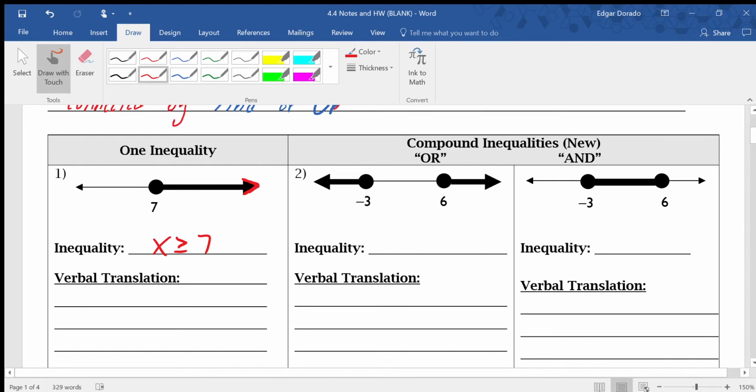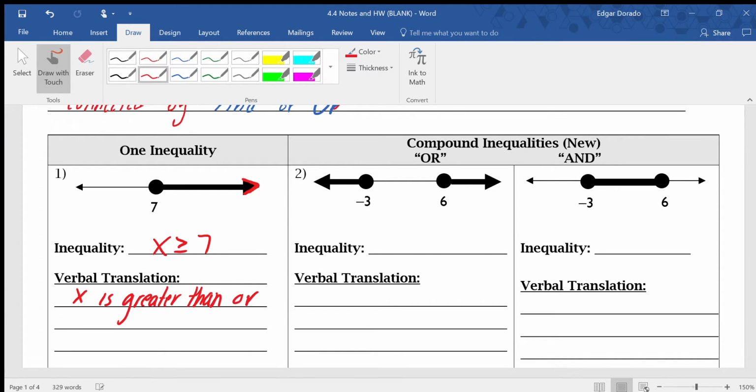We would say that X is greater than or equal to 7. Okay, so that's all it is. So X is greater than or equal to 7. There wasn't any two different shading regions, kind of like on number 2, so we didn't have to worry about an OR statement. However, now that I mention it, let's go ahead and take a look at problem number 2.